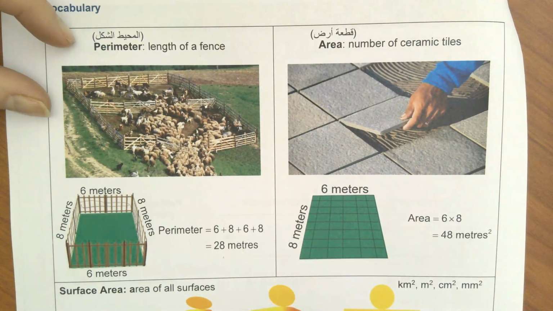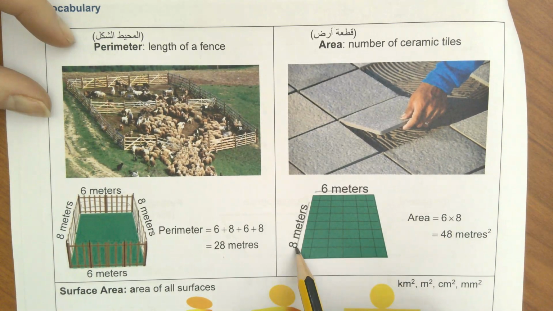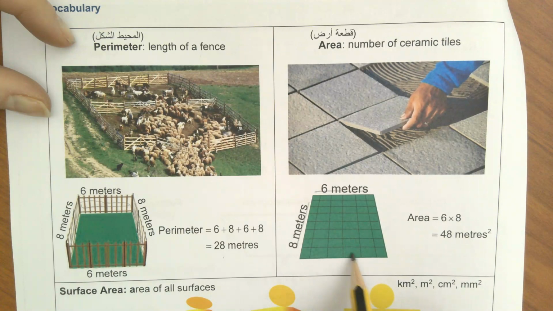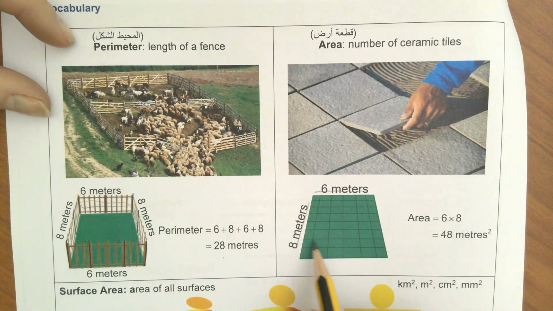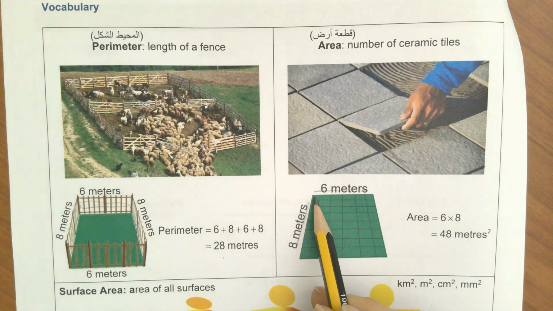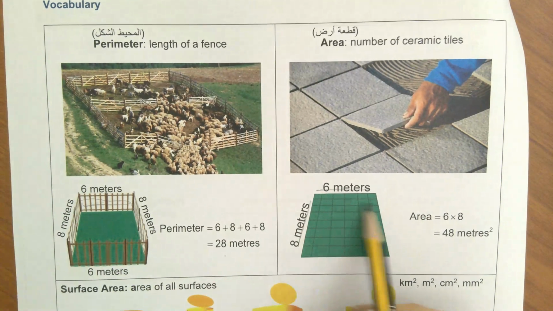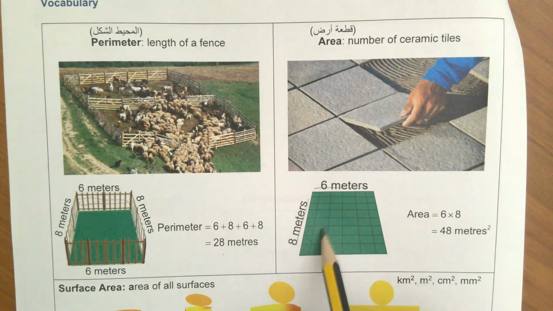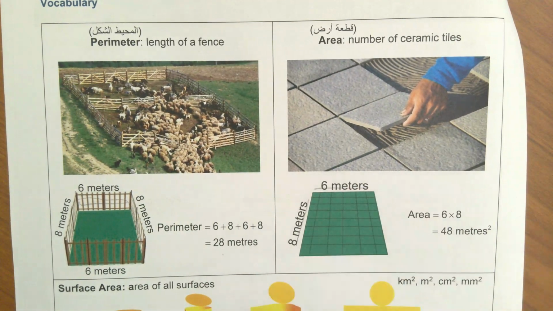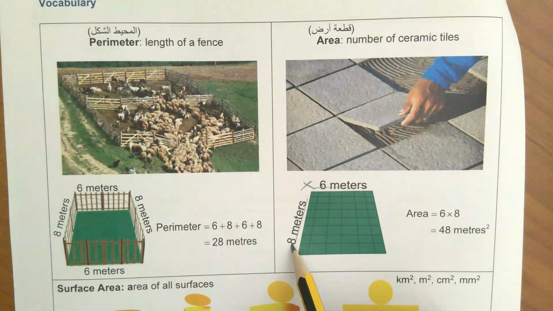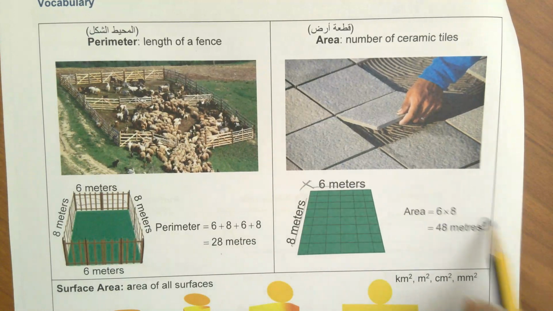So here, if I have 6 meters here and 8 meters here, that means there's 6 little square meters here. So I can count them: 1, 2, 3, 4, 5, 6, 7, 8, 9, 10, 11, 12, 13, 14, and so on, 46, 47, 48. So I have a lot of ceramic tiles here. So area is about how many ceramic tiles are in a certain shape. And here I can count them, or I can just go 6 times 8 is 48 meters squared.